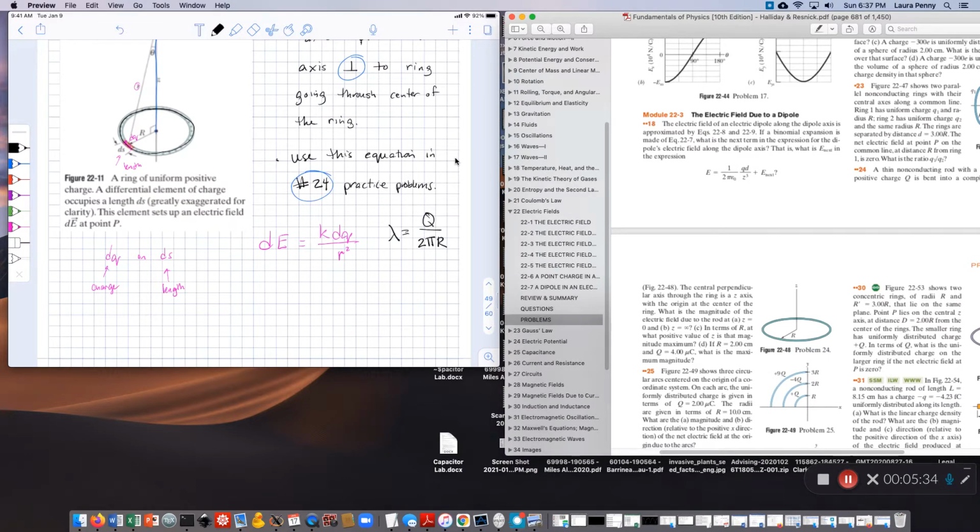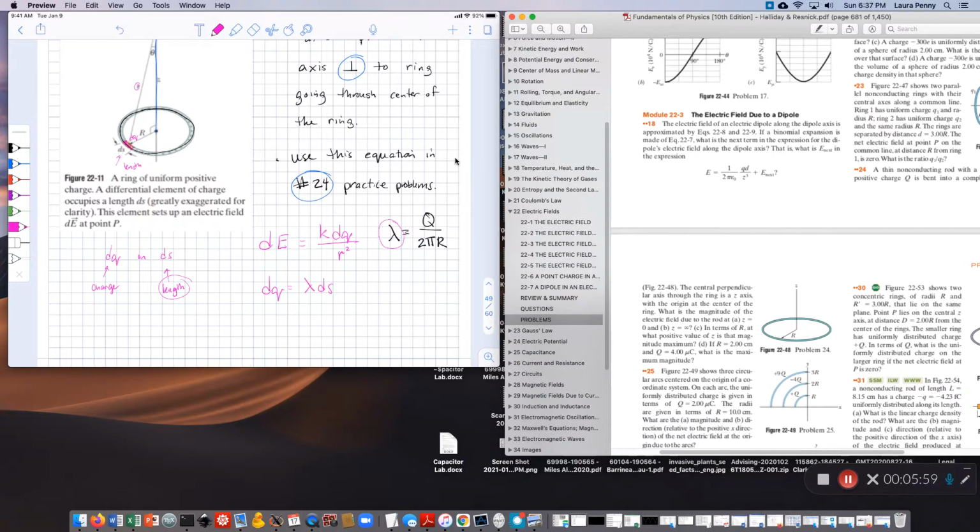And dq is just the amount. This is what we call the linear charge density, dq times ds. So however long ds is, we multiply that by the linear charge density, and we get the amount of charge which is on ds.